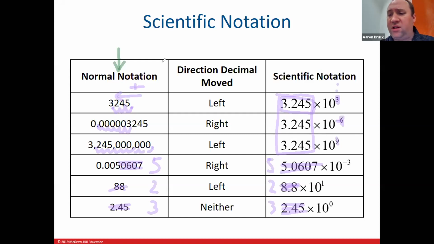Any other questions regarding our basic ideas, our basic construction of scientific notation?